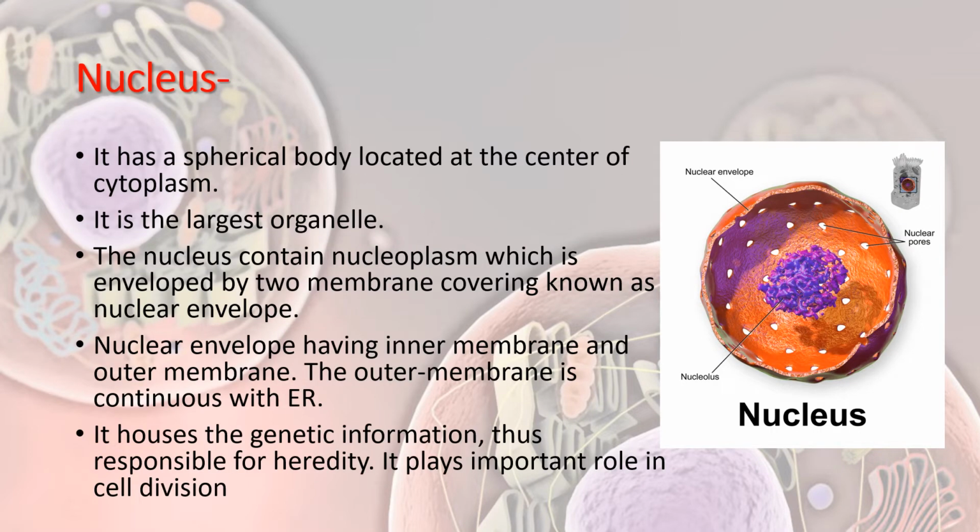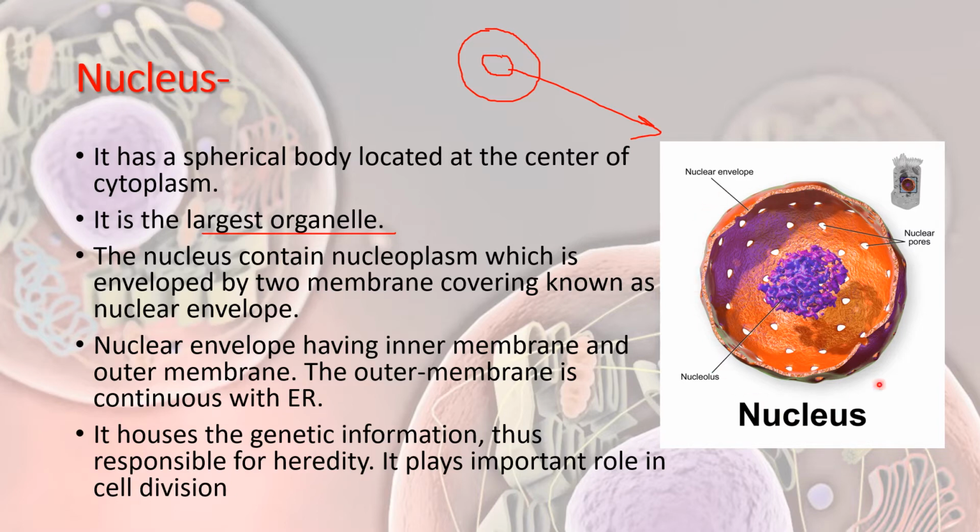The next one is the nucleus. Suppose this is a cell and at the center is the nucleus, which is a spherical body located at the center of the cell in the case of an animal cell. It is thought to be the largest organelle of the cell. So this is the structure of a nucleus.